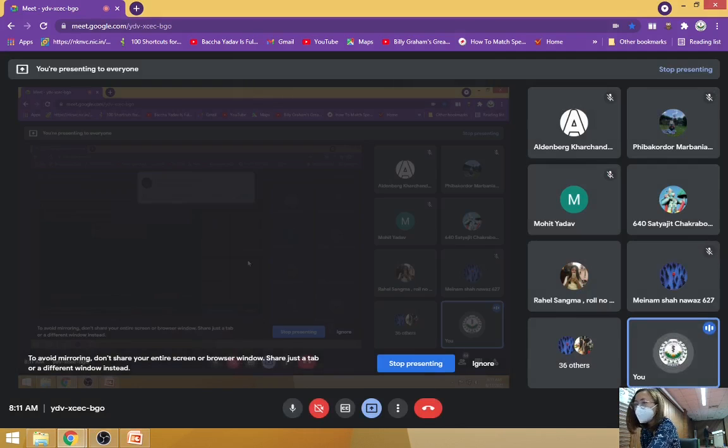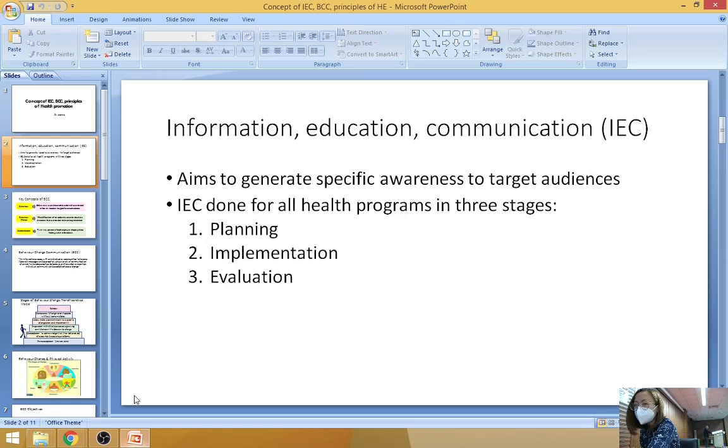For example, NVBDCP, the National Vector-Borne Disease Control Program. This program covers malaria, dengue, chikungunya, all those mosquito-borne diseases. Through IEC, we will convey the message to the community on how to prevent mosquito bites so that we can avoid the disease, and where mosquitoes can breed so that we can avoid those areas. For example, the Aedes mosquito causes dengue.